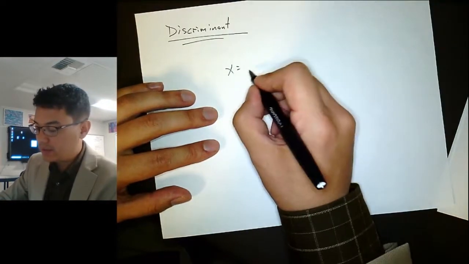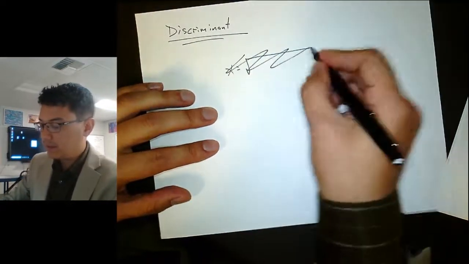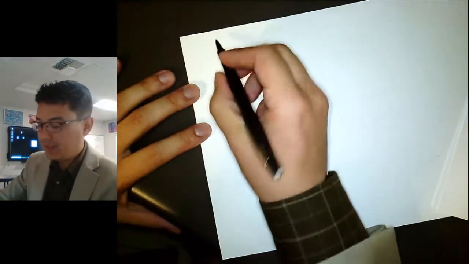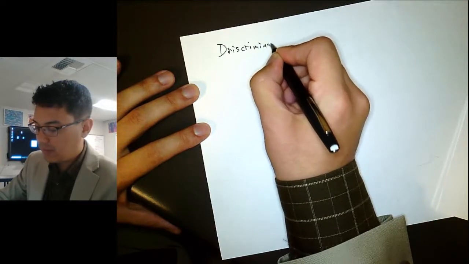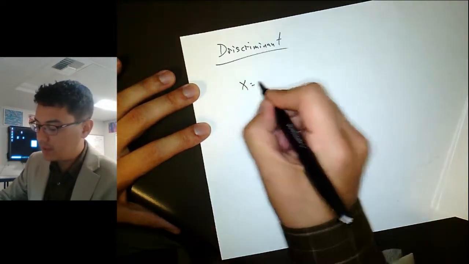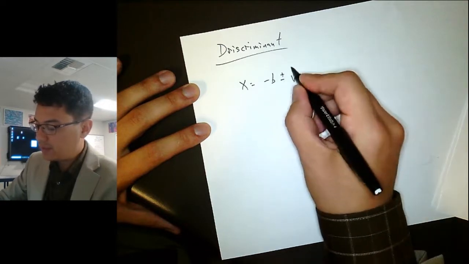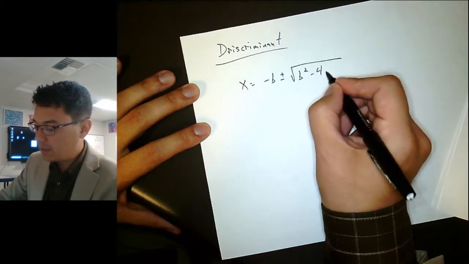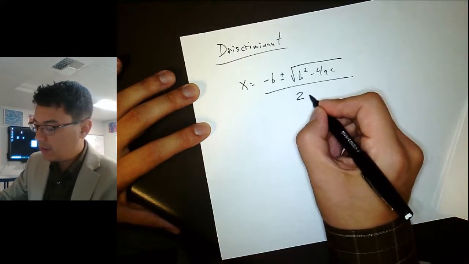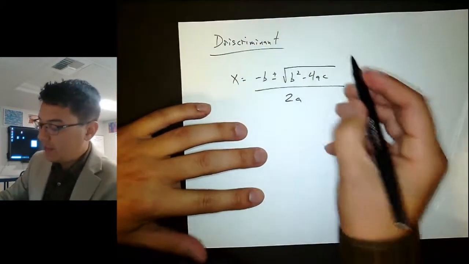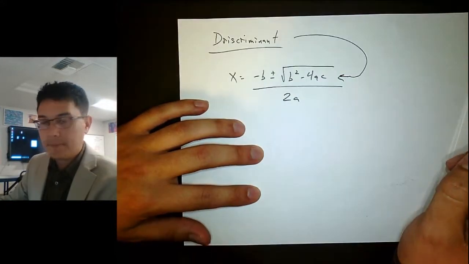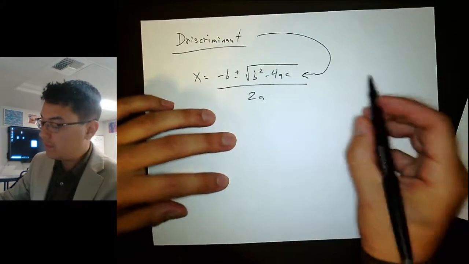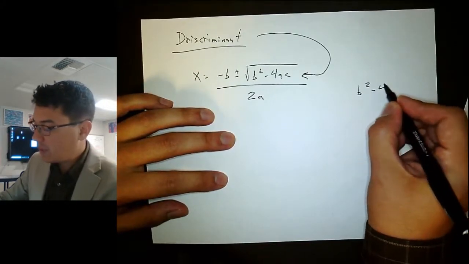So we have the discriminant, and we have the quadratic formula, which is x is equal to negative b plus or minus the square root of b squared minus 4ac all over 2a. The discriminant is this part here underneath the square root. It is this b squared minus 4ac part.